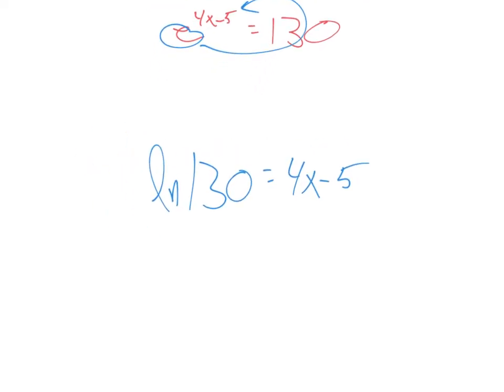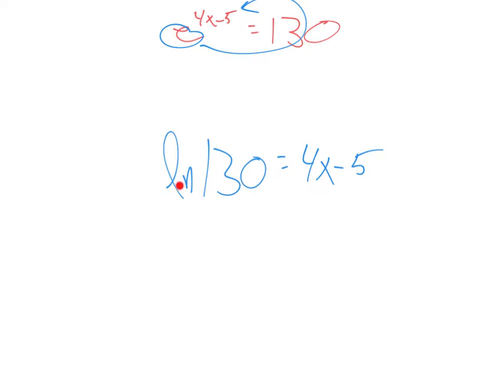Now this left side of the equation is going to be straight into the calculator. Once I get my answer, I'll have to add 5 to it and then divide out a 4. So natural log of 130, I'm getting 4.8675. And that is equal to 4x minus 5.